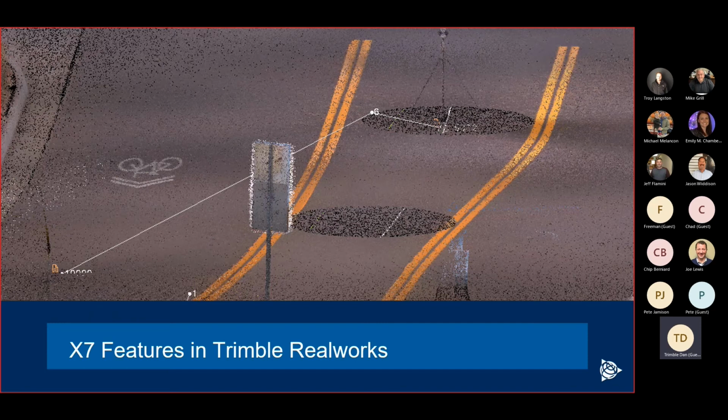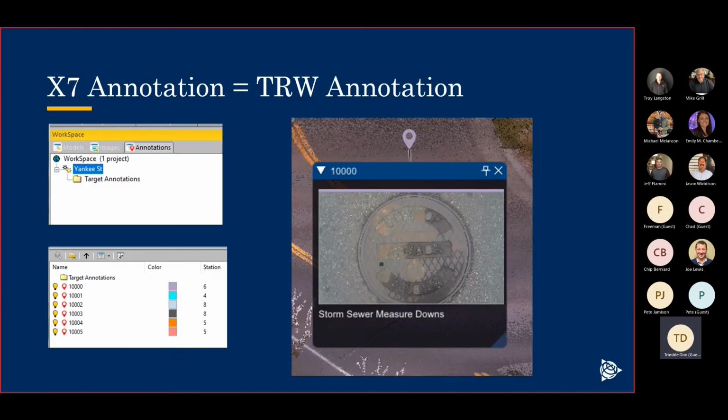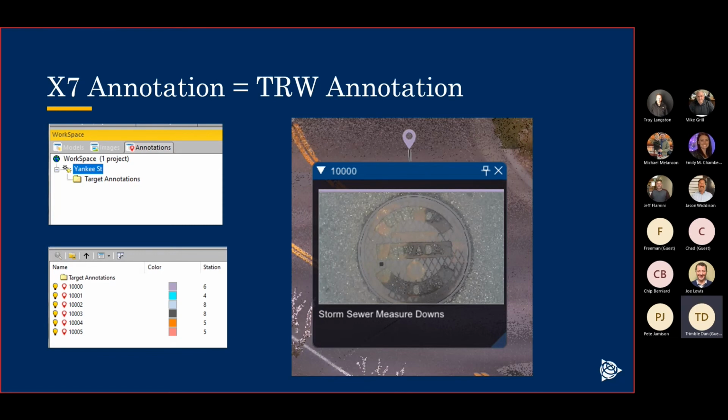All right, so now let's look again at the features that you used in the field and how they associate into RealWorks. So we have the X7 annotation and the TRW annotation. Now here's what we have in RealWorks. We create an annotation in the field, and in the note portion of the annotation in Perspective, there's a little description area, storm sewer measure down. So if you pop the manhole, you can measure down and put that information. So now you have the measure downs in an annotation.